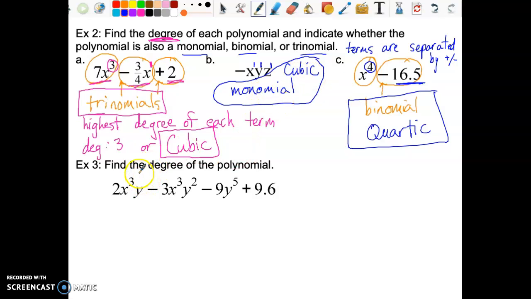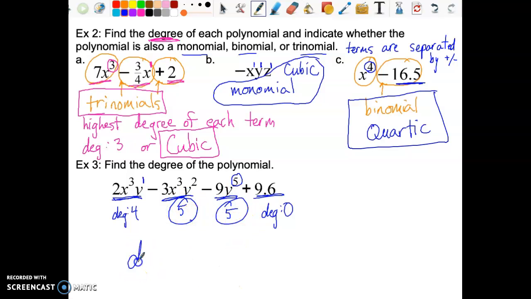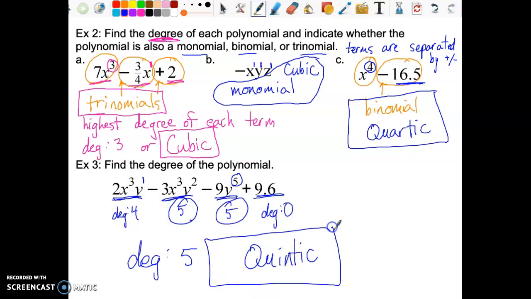So now let's look at the degree of exercise 3. Well, as you look at it, the first term, the degree is 4. The second term, 3 plus 2 is 5. The third term, the degree is 5. And the fourth term, the degree is 0. So looking at all 4 of those terms, the highest one is 5. And it doesn't matter if you look at that 5 or that 5. So this degree is 5. Or in other words, it's a quintic. And I will accept both answers. So you choose.